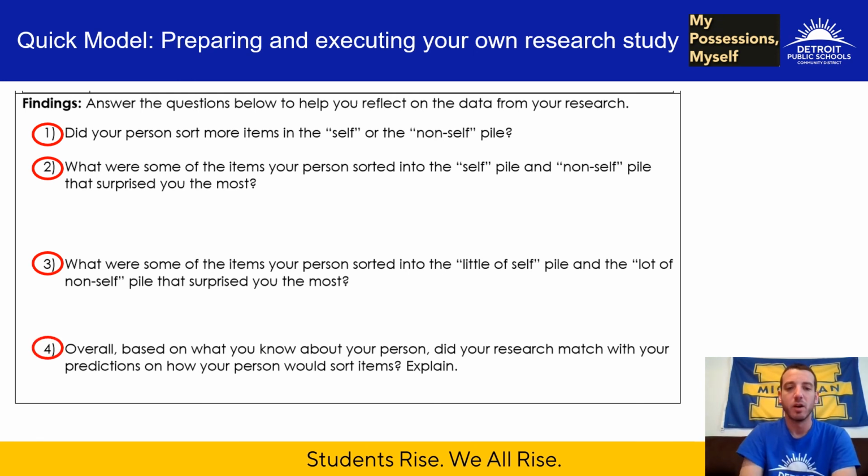Number 4, overall, based on what you know about your person, did your research match with your predictions of how your person would sort items? Explain. So you're just thinking about in general what you know about this person. I imagine if someone you're pretty close with, if you chose them for this research study, if you live with them, they're a family member or a friend, to some capacity, they're an extension of you. They're really close to you. You live with them. You are part of their life every single day for the most part. So you probably have an idea of how they would answer.